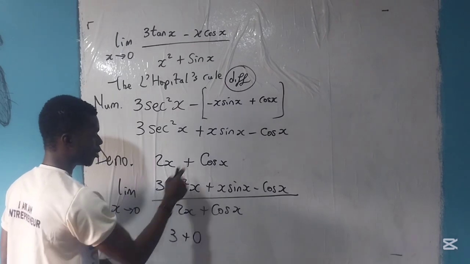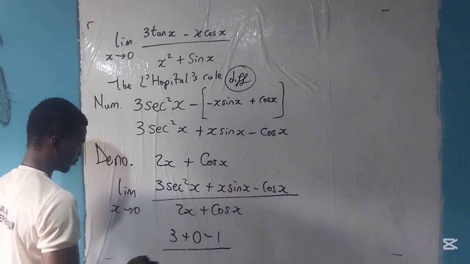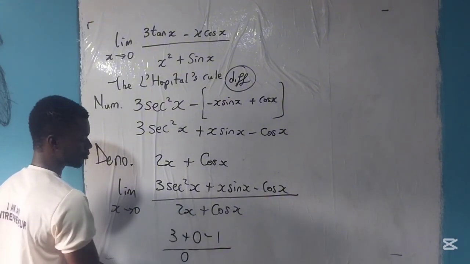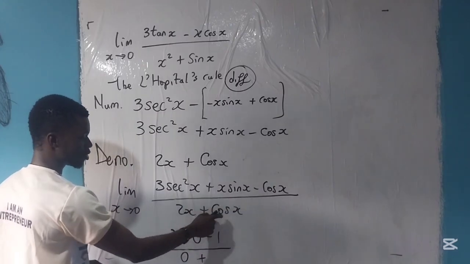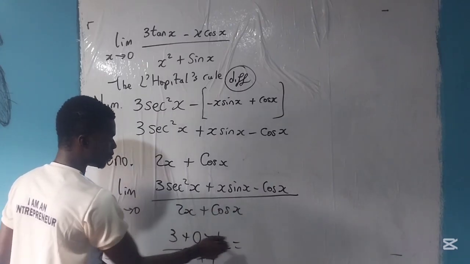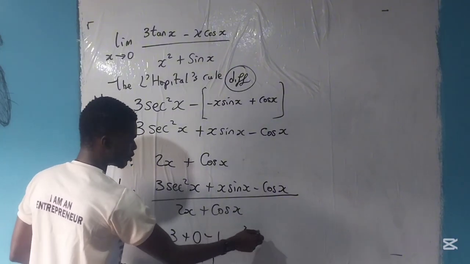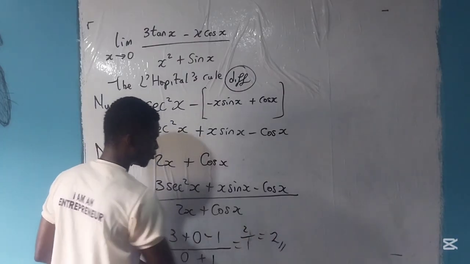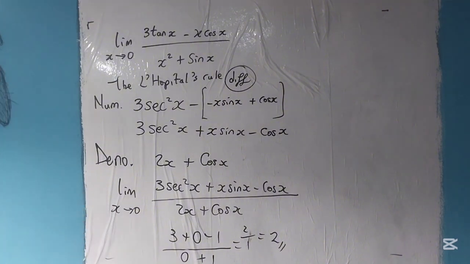That will be 3 plus 0 minus 1 all over, then we have 2x, that's 2 times 0, that's 0, plus cos x, which is cos 0, which is 1. So that means we have 3 minus 1, that's 2, over 1. And that gives us 2. So the answer to this question, by limiting the function and using the L'Hopital rule, is 2.